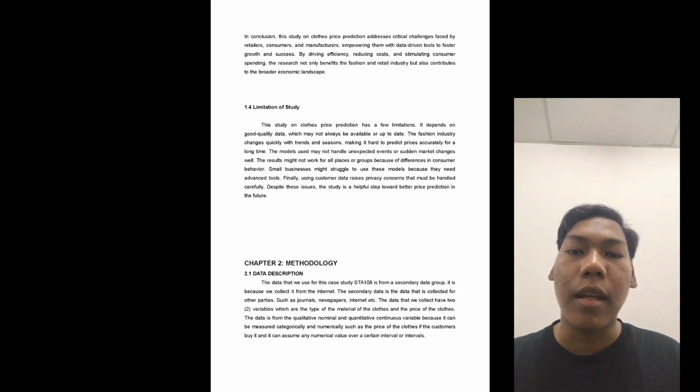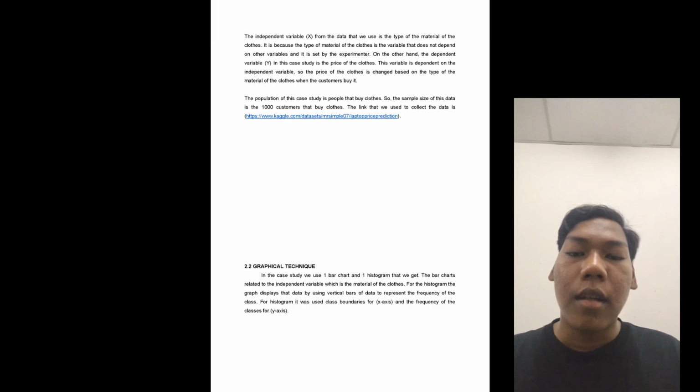The data that we collect has two variables, which are the type of material of the clothes and the price of the clothes. The data is from a qualitative nominal and a quantitative continuous variable because it can be measured categorically and numerically. The independent variable from the data that we use is the type of material of the clothes. On the other hand, the dependent variable in this case study is the price of the clothes.